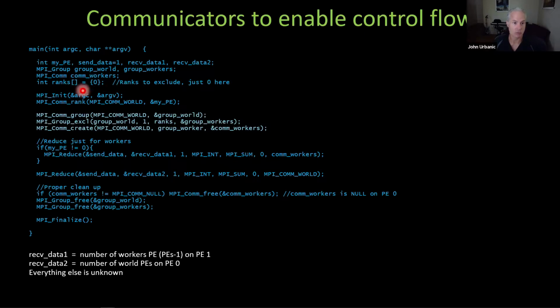So we're going to exclude PE0 from the group. That's what this group exclude is going to do here. At this point, we've got a group we're happy with. We can manipulate the group as much as we want, but we're happy with it at this point. So we're going to create now from this group a new communicator. We can create a new communicator from this group, and we're going to call it the workers communicator.